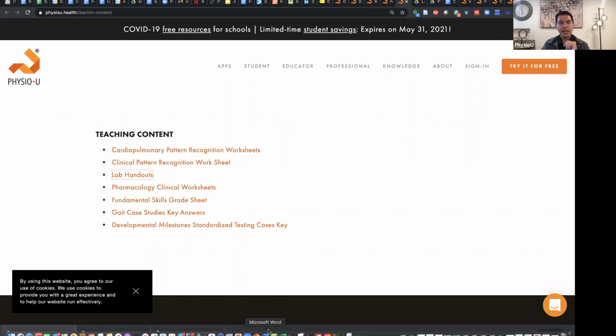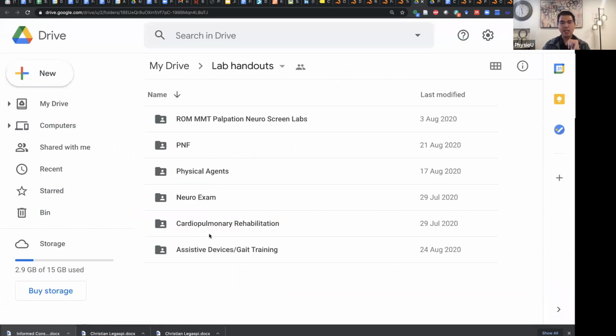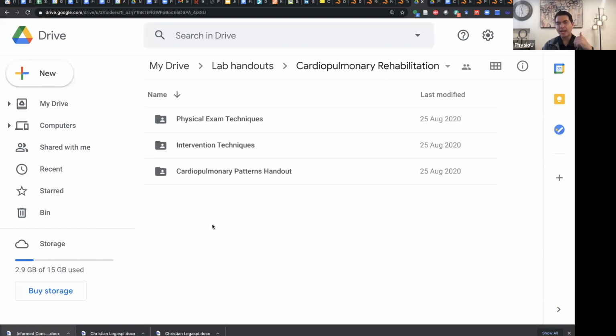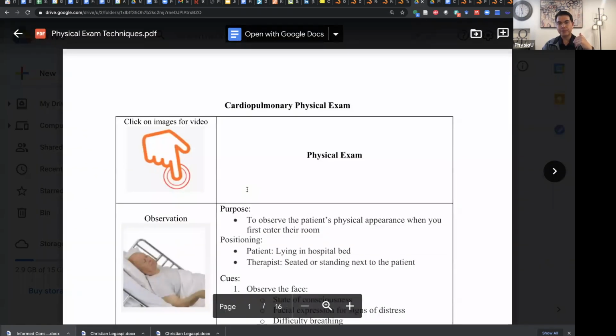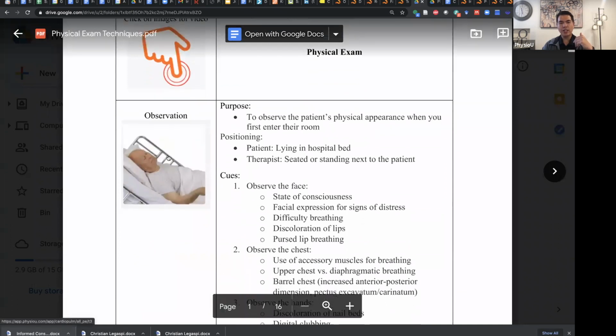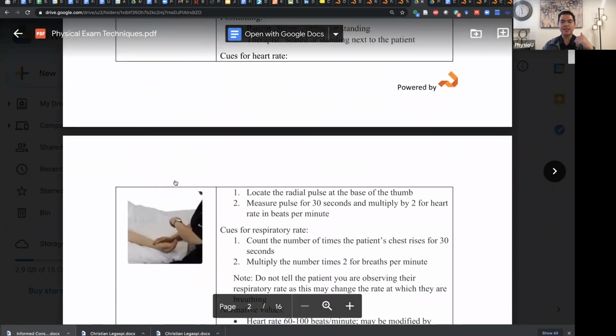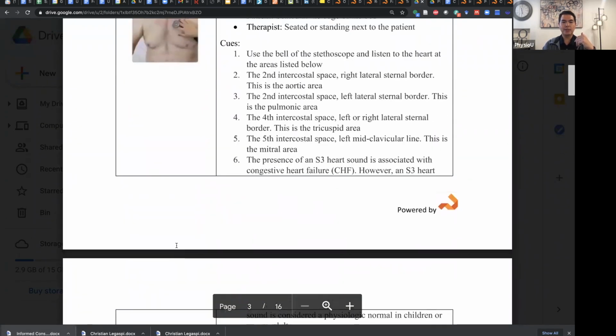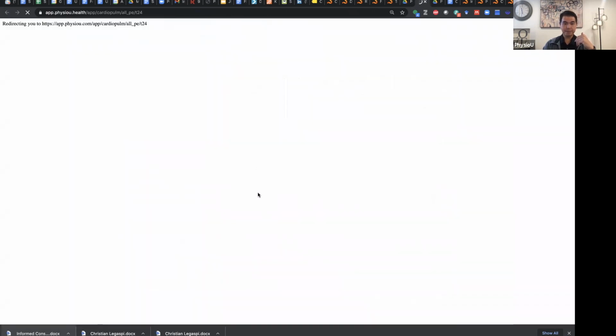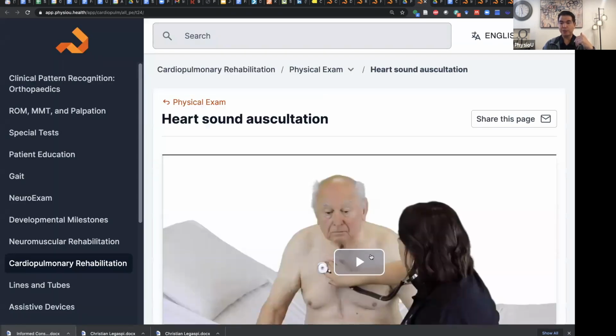Their job, and what you can see here in the lab handouts, is we have created a number of generic lab handouts. The classes that we think are fairly predictable, we created lab handouts for you. So here's your physical exam techniques. There is a Word version that you can take and edit for yourself, or there's a PDF version that essentially has all the physical exam techniques, all with images and hyperlinks. So if you scroll down to here, you just click on that. It takes the student directly to the video for them to preview.